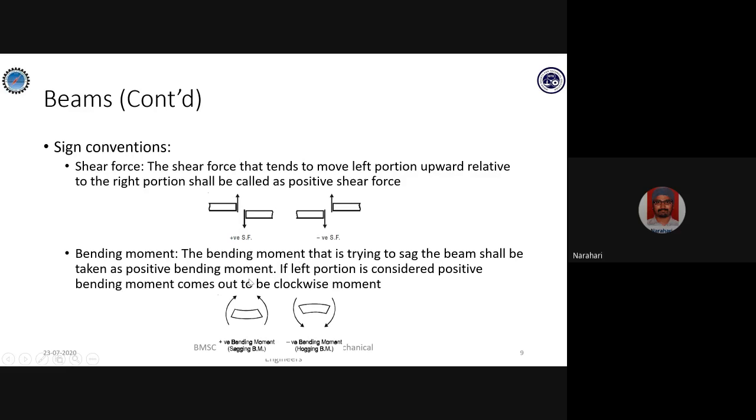Similarly, for bending moment, if the bending moment causes sagging in the beam, then it is taken as positive bending moment. Sagging, again, is when the beam bends downwards.